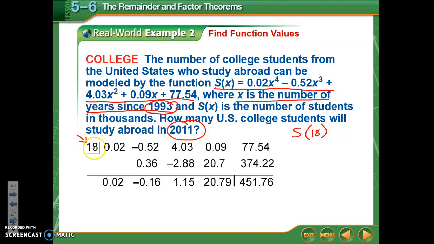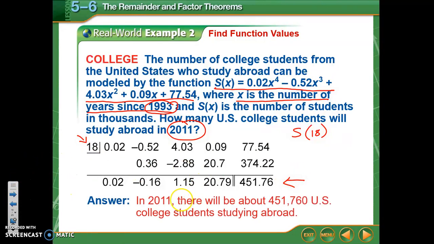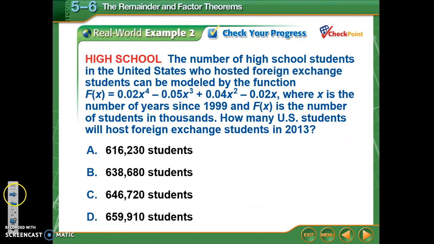So I do synthetic division with 18, and then these are all of the coefficients of my function. My remainder is 451.76. So that means that in 2011, 18 years after 1993, there will be about 451,760 U.S. college students studying abroad. Remember, it said that s of x is the number of college students in thousands. So this has to be 451.76 thousand, which is 451,760. Okay, you guys try this one, please.